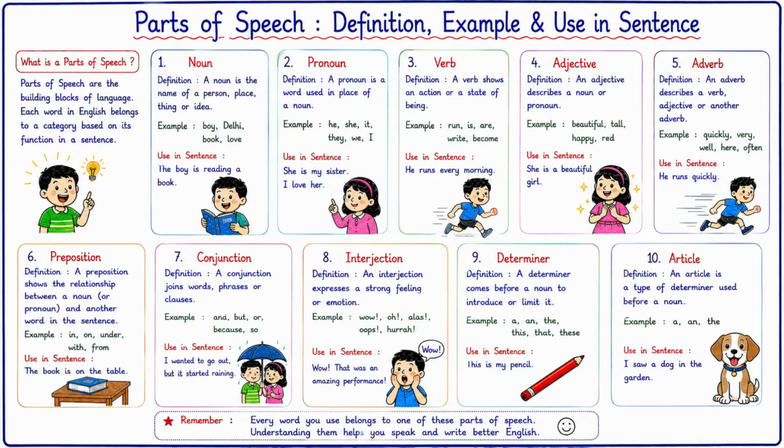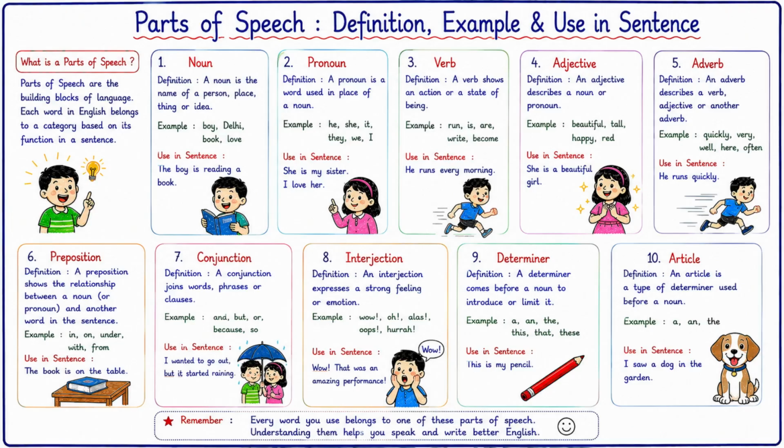Next is the adverb. An adverb usually describes a verb, an adjective, or another adverb. It often tells us how, when, where, or to what degree something happens. For example, quickly, slowly, carefully, very, well, here, and often. Look at this sentence. "He runs quickly." The word quickly tells us how he runs, so it is an adverb. Here is another example. "She speaks very clearly." Very modifies the adverb clearly, while clearly describes how she speaks.